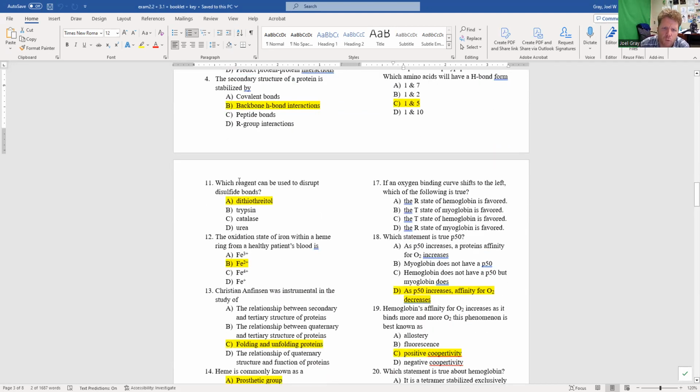Number 11. Which reagent can be used to disrupt disulfide bonds? Dithiothreitol, also known as DTT, is the correct answer.